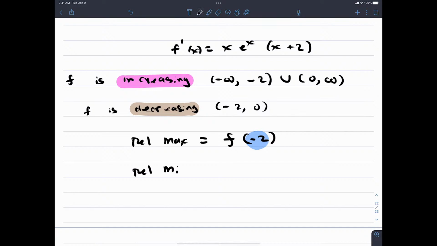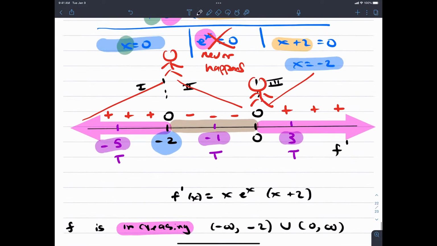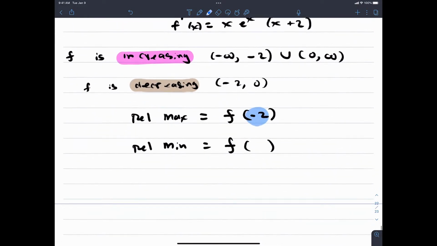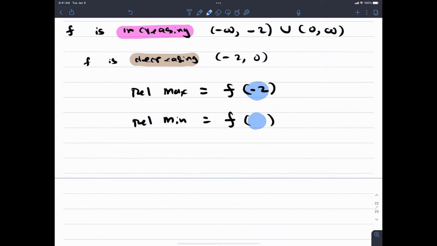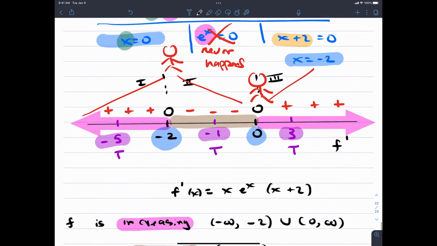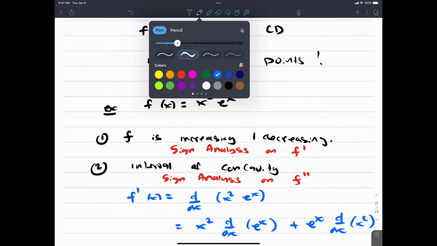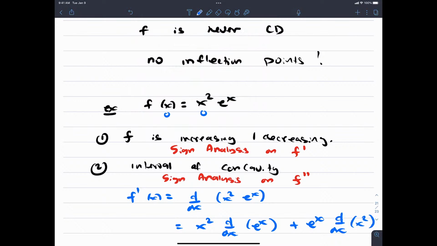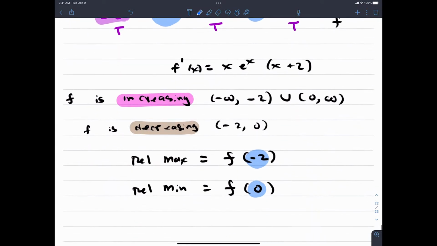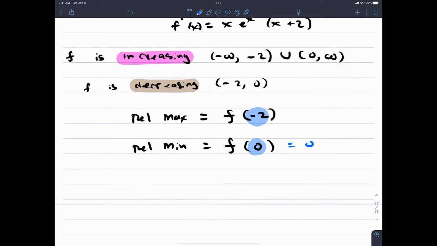Where do you have a relative min here? f of what? Go over here. Is that f of 0? f of 0, ladies and gentlemen. But that's not the relative min. It happens at those locations. So this picture is worth 1,000 words. You have to go back to the original function. So what is f of 0, by the way? That's going to be 0 times 1, which is 0. So this one equals 0.